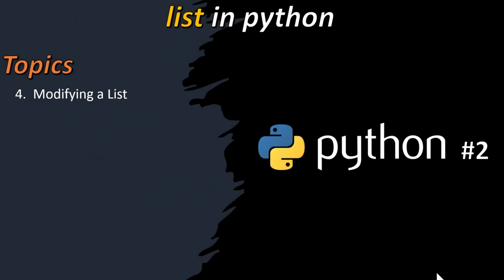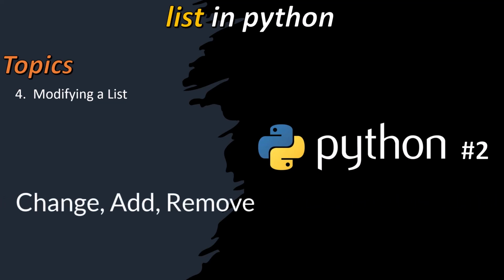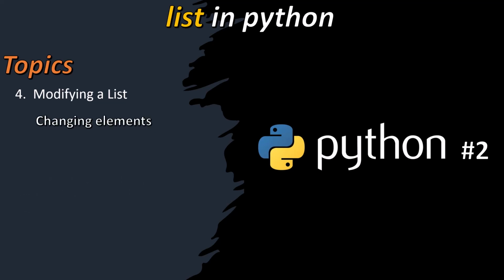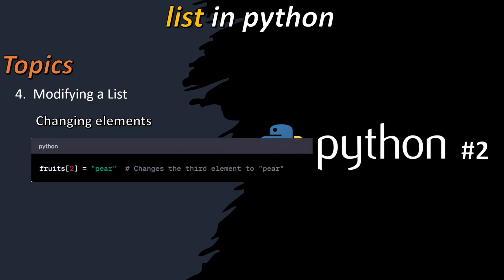Fourth topic, modifying lists. Lists are mutable, meaning changeable. You can modify their elements after creation. You can change, add, or remove elements using various methods. First, changing elements. To change the value of an element at a specific index, simply assign a new value to that index. For example, fruits[2] equals "p". Change the third element to p.